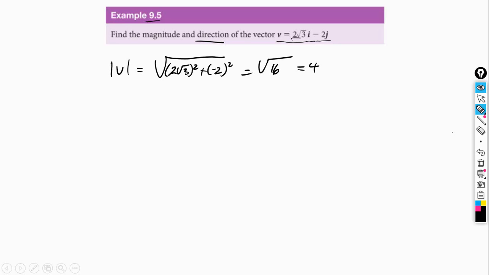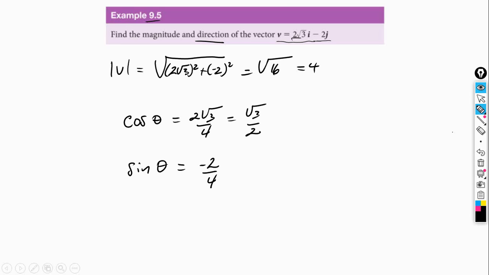So notice that we would have that cosine of theta is equal to 2 square root of 3 divided by 4, and this is square root of 3 over 2. And then sine of theta would be minus 2 divided by 4, which is negative 1/2.